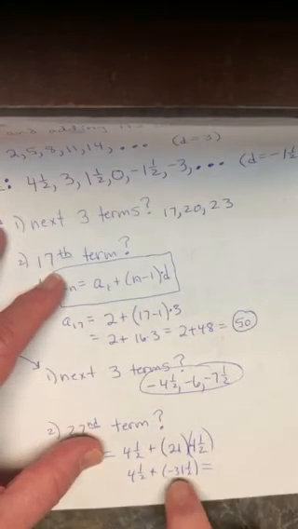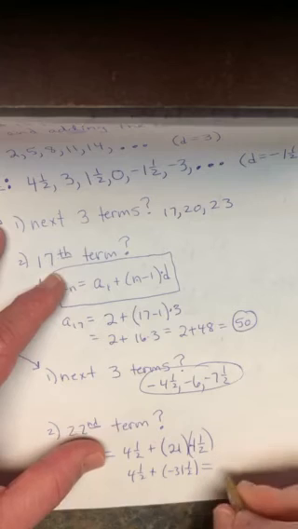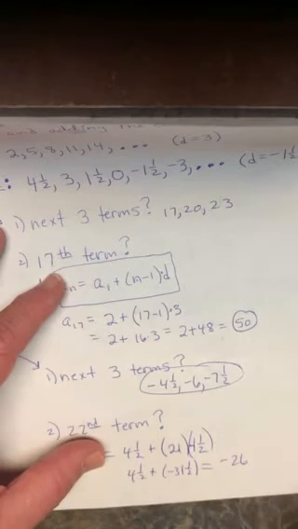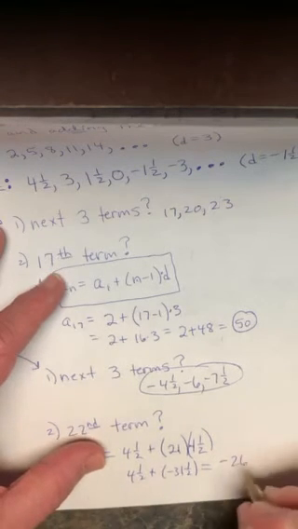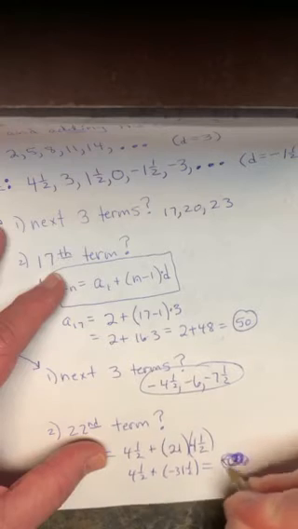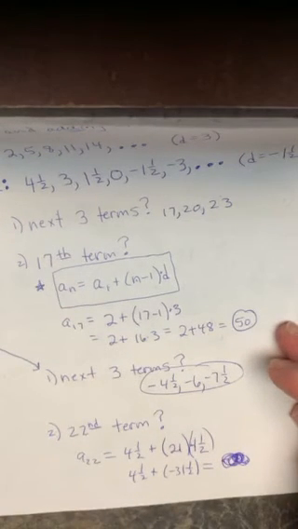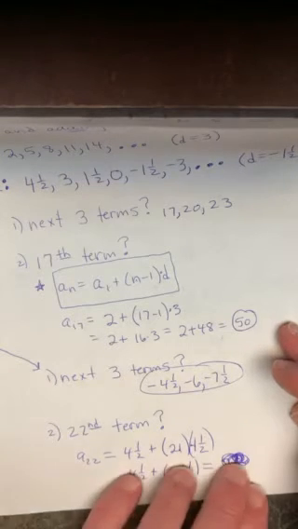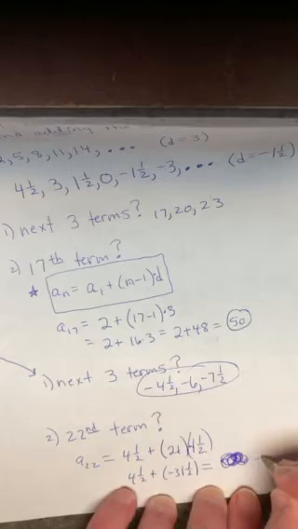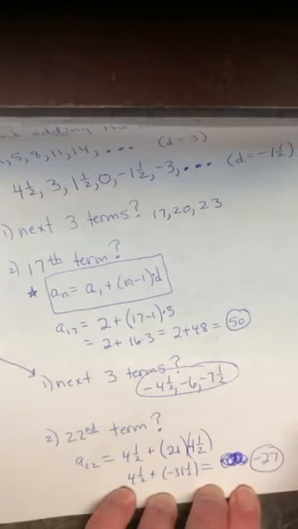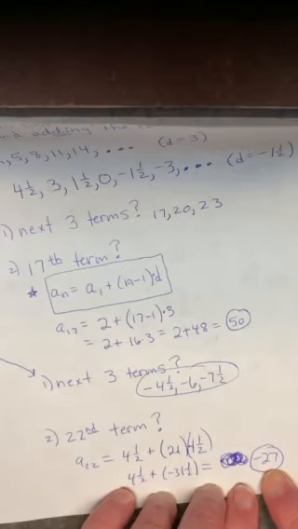So, if I have 4.5 plus negative 31.5, I'm going to end up with what? Negative 26, or excuse me, is that negative 27? Some of you are going to need your calculators. 31.5 minus 4.5 equals, yep, keep the sign of the bigger number. I'll be darned. The 22nd term would be negative 27.